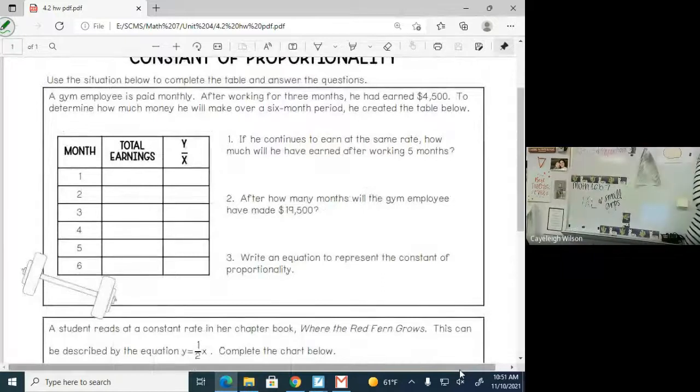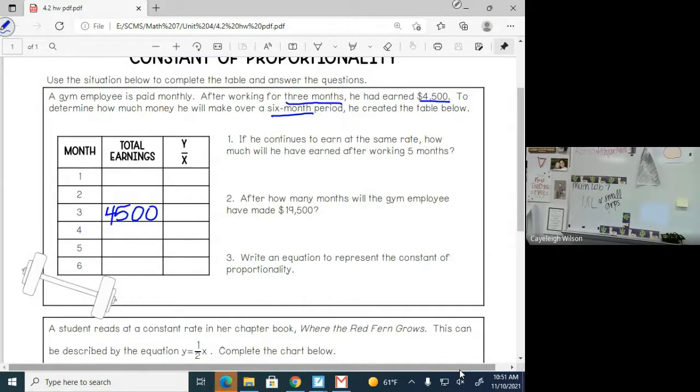All right, so it says use the situation below to complete the table and answer the question. A gym employee is paid monthly. After working for 3 months, he earned $4,500. To determine how much he will make over a 6-month period, create the table below. So I'm going to go to the table, and I see the 3. And how much did he make in 3 months? $4,500. Okay, that tells me right there, 3 months, $4,500.